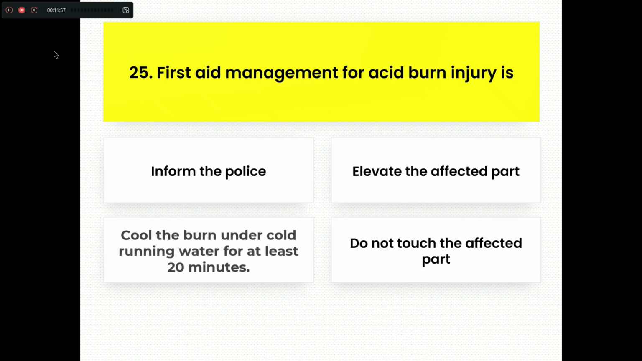The 25th question and the last question in this video, the first aid management of acid burn injury is option A, to inform the police, option B, elevate the affected part, option C, cool the burn under cold running water for at least 20 minutes. Option D, do not touch the affected part. The right answer is option C. Cool the burn under cold running water for at least 20 minutes.